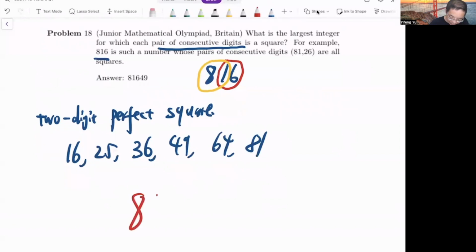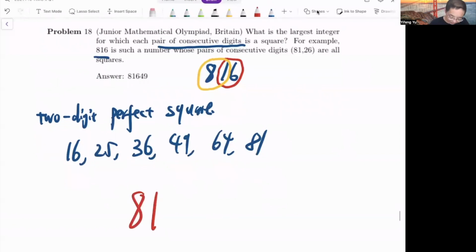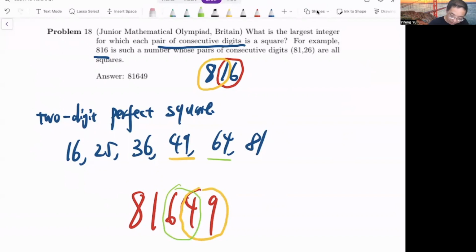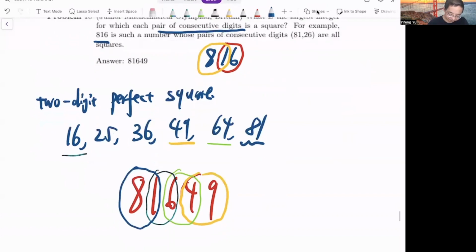You can just play around, and very quickly you will get 81649. You see, 49 is a perfect square, then 64 is also a perfect square, then 16, a perfect square, and the last one is 81, also a perfect square. So that's the best we can do to get the largest such number.